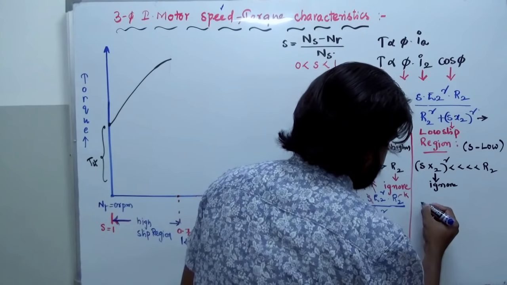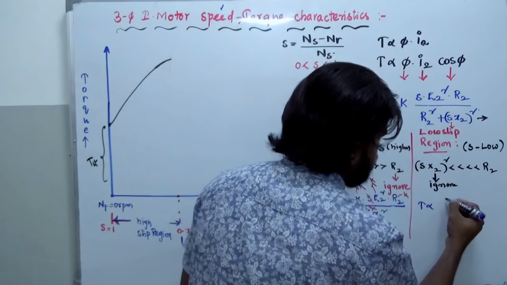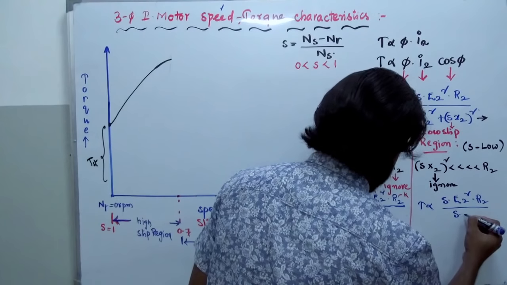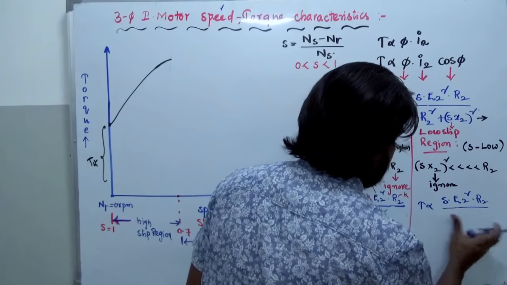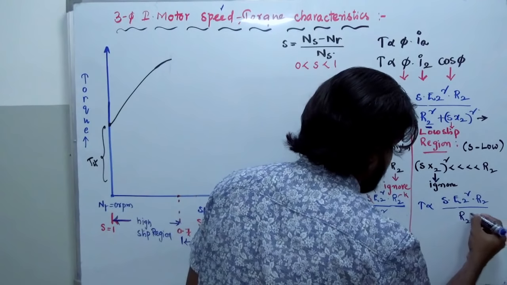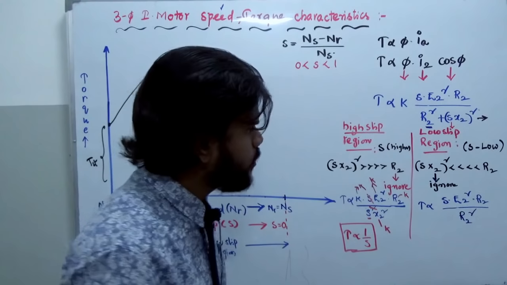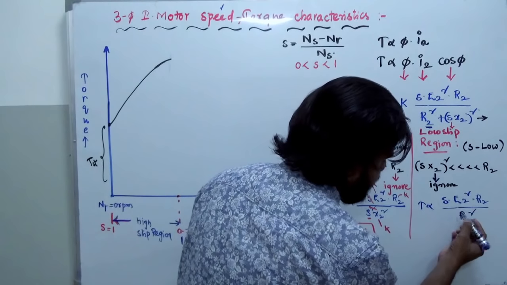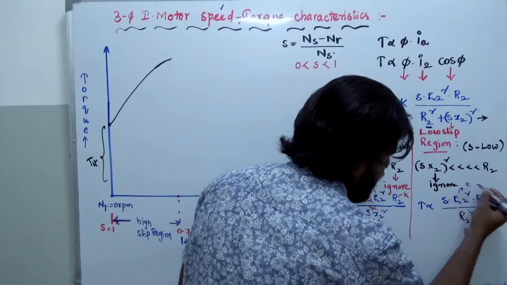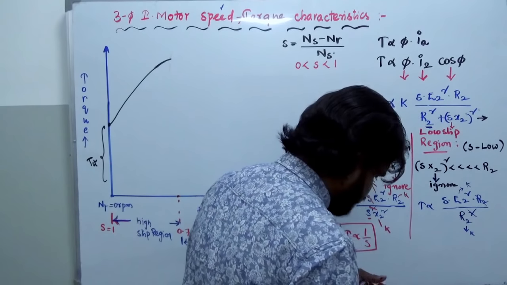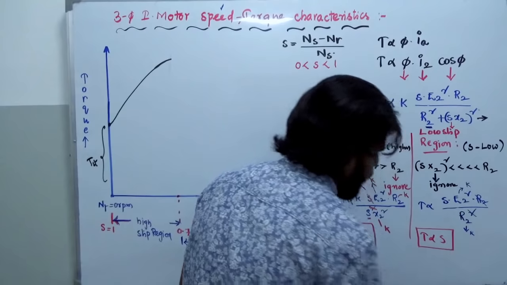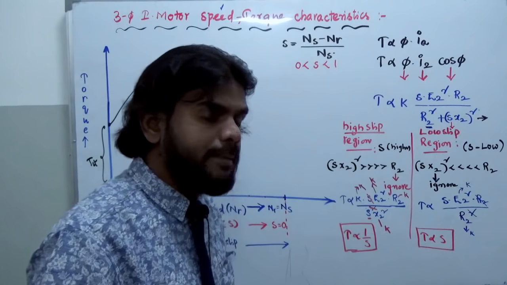So torque is proportional to, now take the same entire equation, S E2 square R2 divided by, in this denominator, I have to neglect this term, right? So I'll get only R2 square. Then what will happen here, my dear? This is constant and this square is cancelled with this. R2 is also a constant. E2 is anyways a constant. And now the torque is directly proportional to the slip.